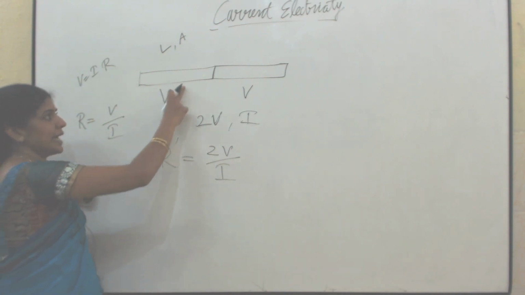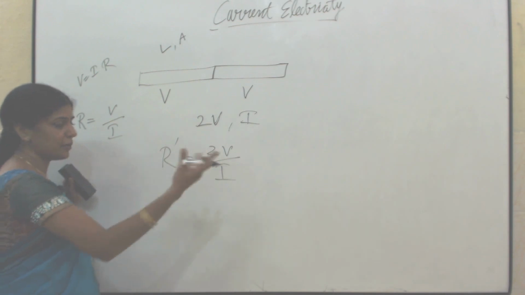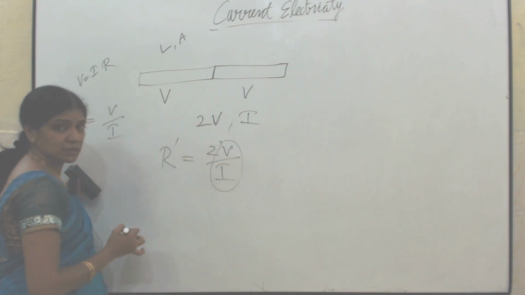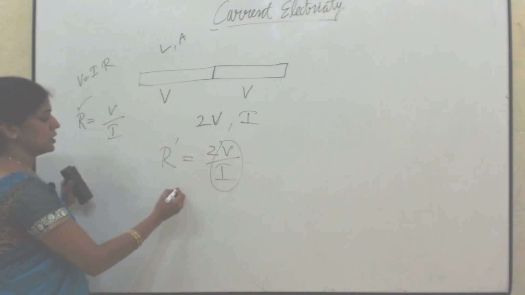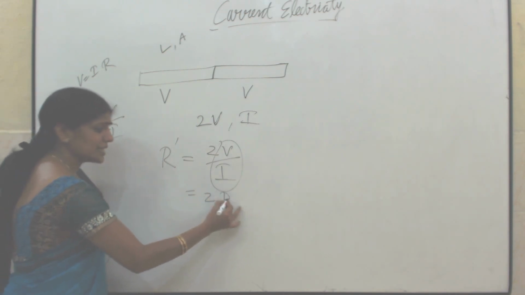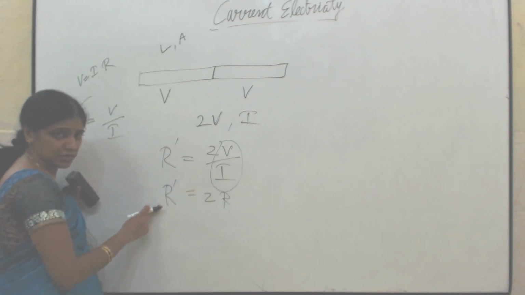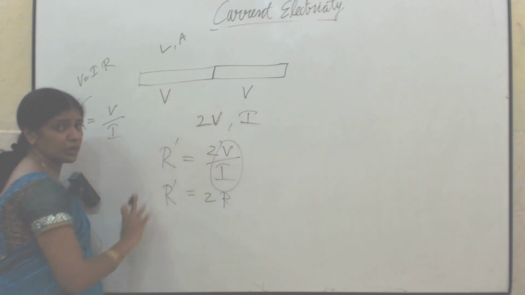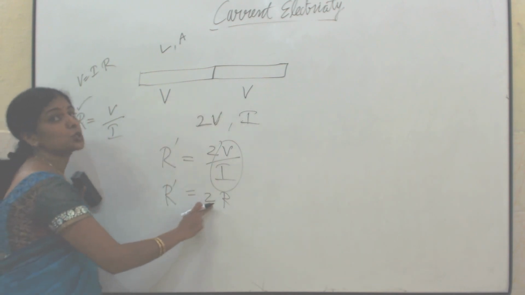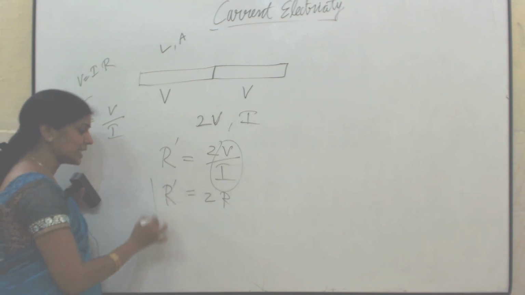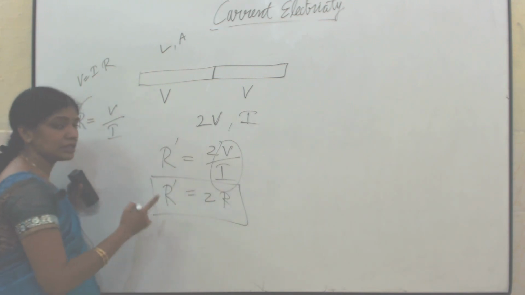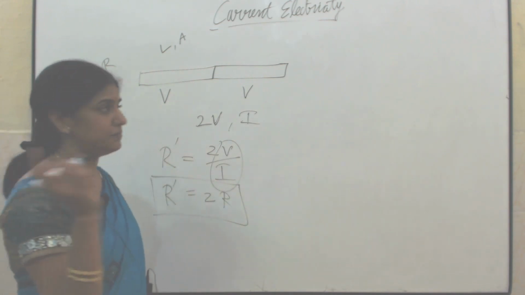So what I did, I doubled the length. This V by I is R. So it will become twice the initial resistance. When the length is doubled, it has become twice the initial resistance. That is, the resistance increases when the length is doubled.